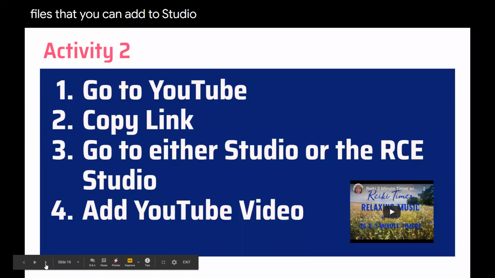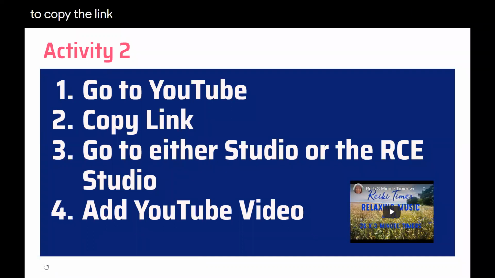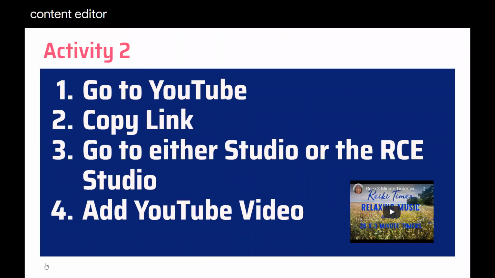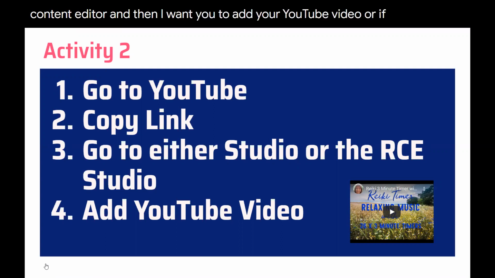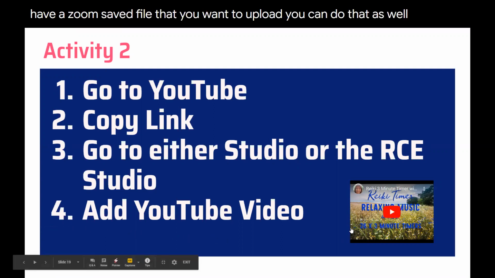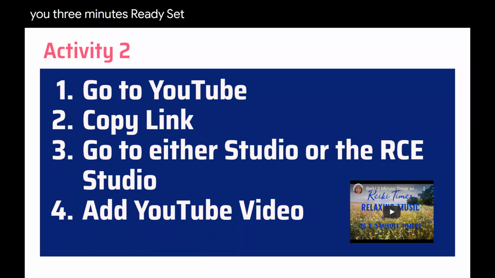So now you're going to go to YouTube. You're going to copy the link to a video that you want to put in your course. You can either go to Studio on the global navigation, or you can go directly in a course to the Rich Content Editor. And then I want you to add your YouTube video. Or if you already have a Zoom saved file that you want to upload, you can do that as well. So I'll give you 3 minutes. Ready, set, go.